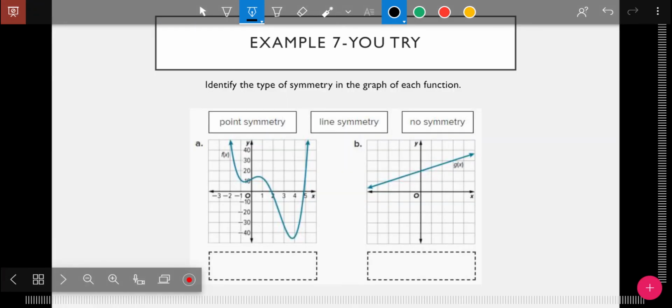Give it a try here. There's the options. Take a pause, give it a try.